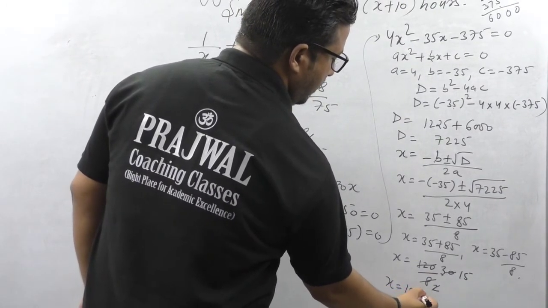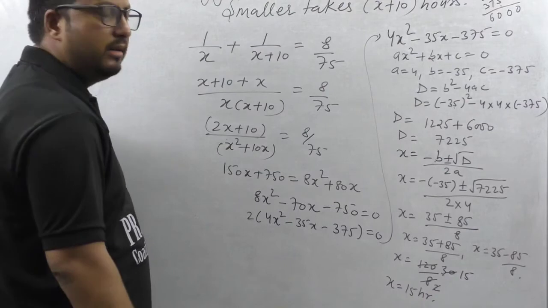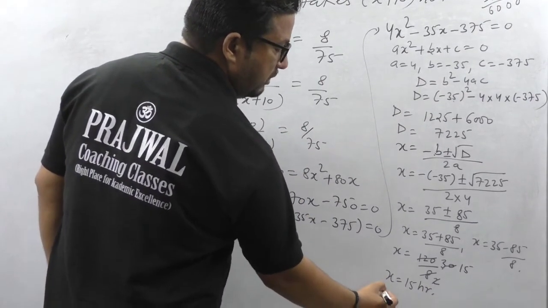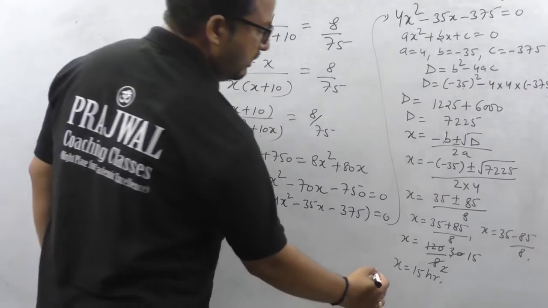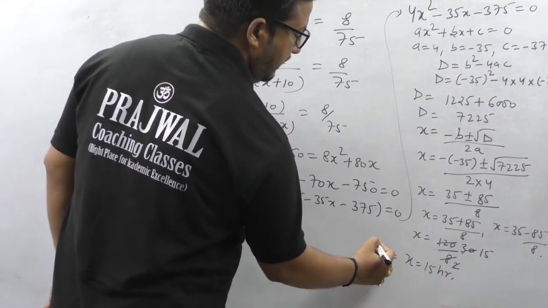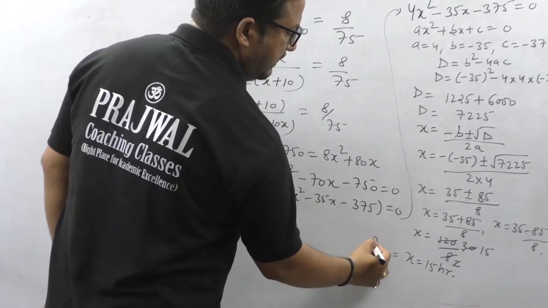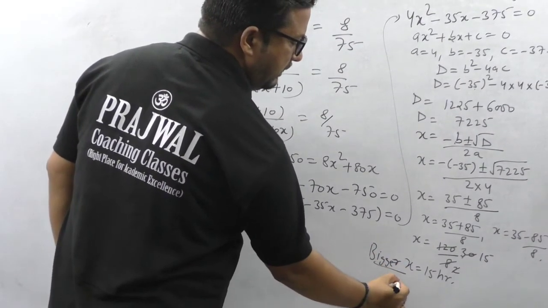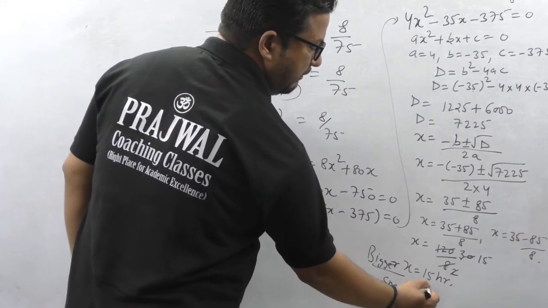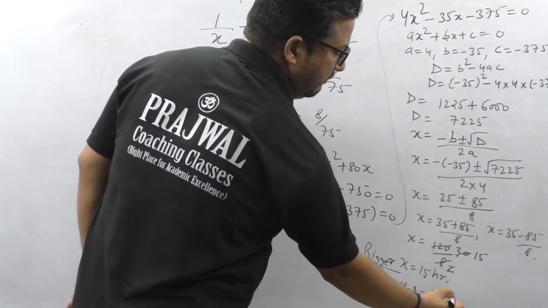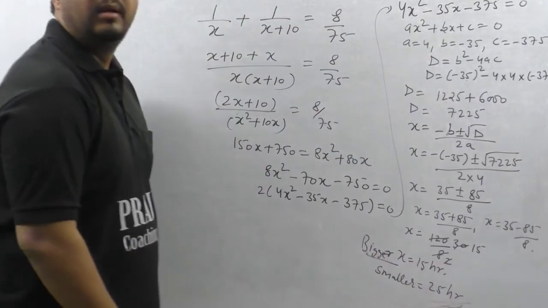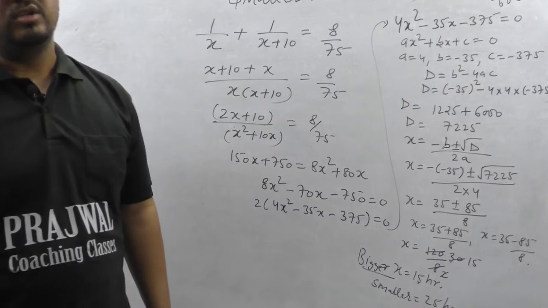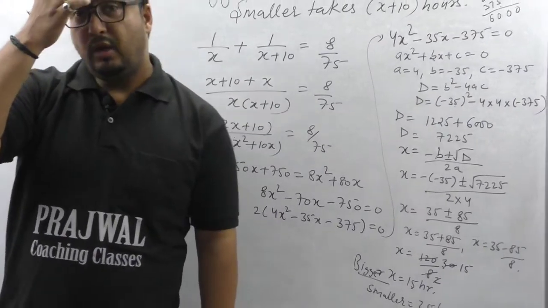So 15 hours. The bigger tap will take 15 hours, and the smaller tap will take 10 hours more actually. So how much will it take? 25 hours. So this is the bigger tap time. I hope you understand. Here I am writing bigger tap, and the smaller will take 10 hours more. So 15 plus 10, it will be 25 hours. I hope you understand the question, everyone. Okay, now quickly copy it down.